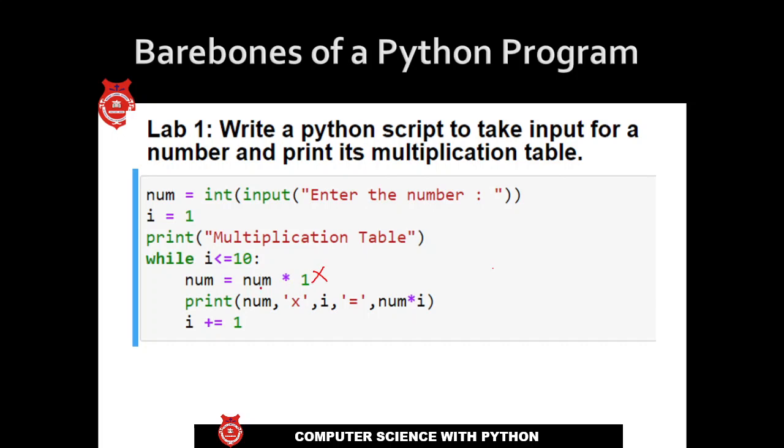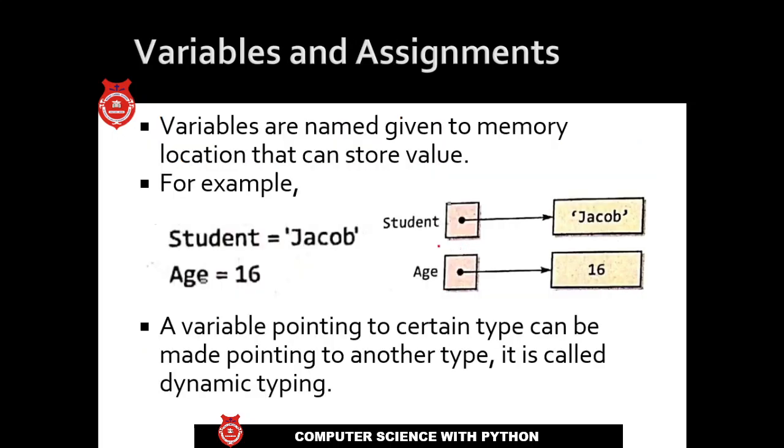this line of code is not necessary. Now let's go to variable assignments. Okay, variable assignment. Variables are the name given to the memory location to store some values. For example, if you say student equal to Jacob, that means Jacob is the value for that variable student. You can also say age equal to 16. This age is a variable name, 16 is the value.